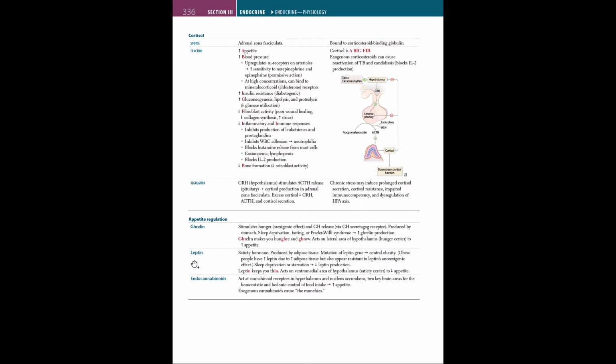Leptin. Leptin is the satiety hormone, which is basically produced by adipose tissue. Mutation of the leptin gene causes central obesity. Obese people have increased leptin due to increase in adipose tissue, but also appear resistant to leptin. It has an anorexigenic effect. Sleep deprivation or starvation causes a decrease in leptin production. Leptin keeps you thin. It acts on the ventromedial area of the hypothalamus, the satiety center, to decrease appetite. So basically, ghrelin will cause hunger, go eat, and leptin will say no, stop eating.